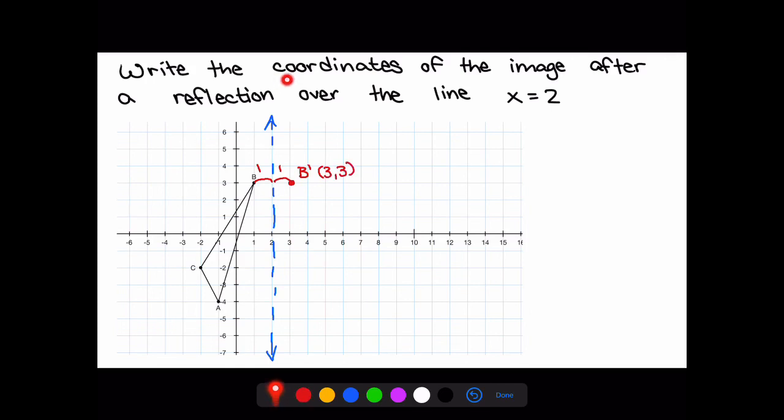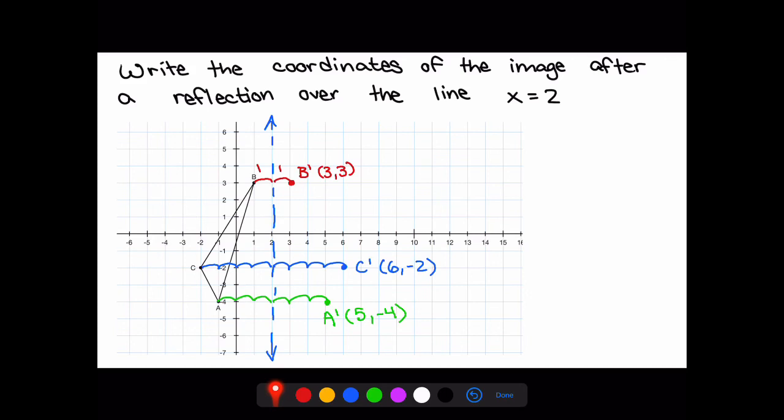Again, we're looking for the coordinates here, so I'm going to list out all my coordinates. C is 1, 2, 3, 4 away, so C prime is also 4 away at the point 6, 2. And then A is 1, 2, 3 away, so A prime should also be 3 away. So A prime is at the point 5, -4. So those are my 3 new points.